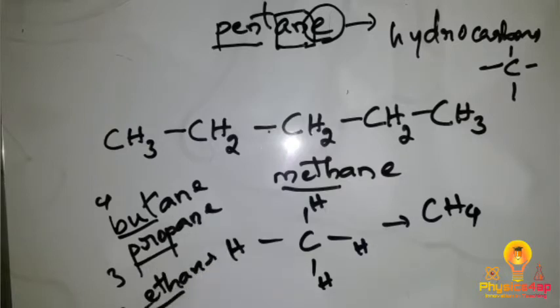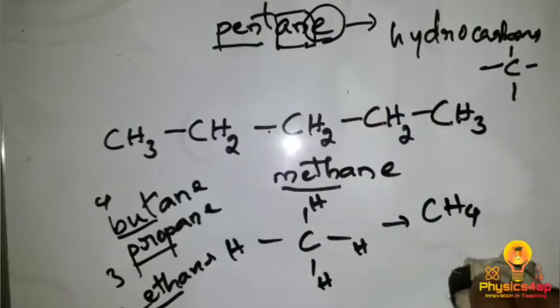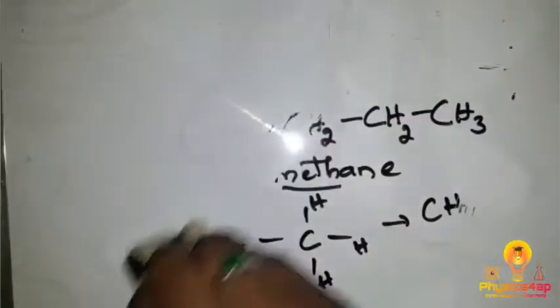These are the basics, like pentane, butane, propane. So these are the basics of how to draw the structures for them. And now let's go on to the next organic compound.